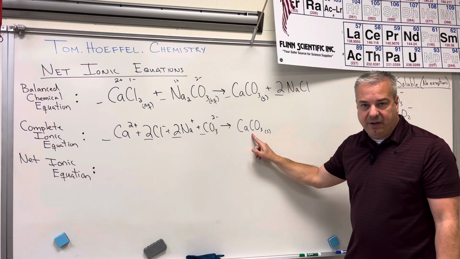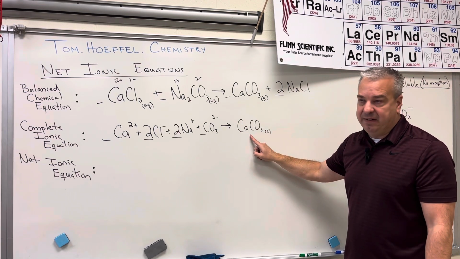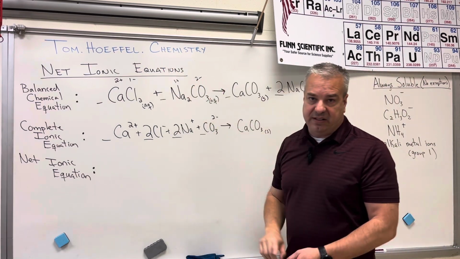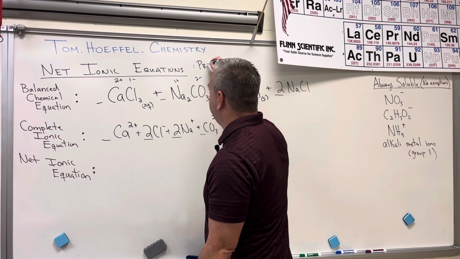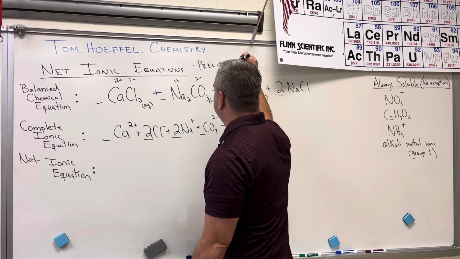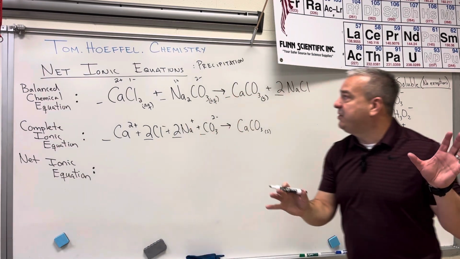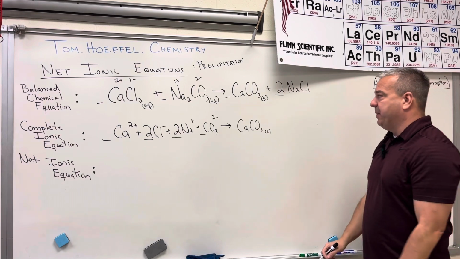We also have a chemistry vocabulary word. We tend to call this the precipitate. The net ionic equations that we're doing today are going to be called precipitation reactions. A precipitation reaction just means that a solid is forming somewhere in the chemical equation.